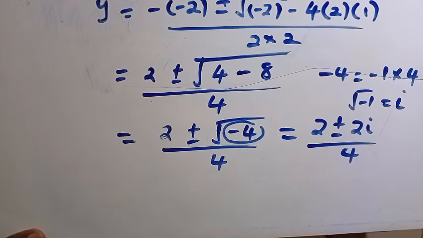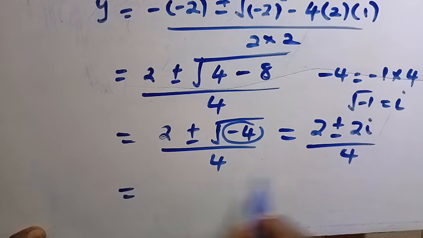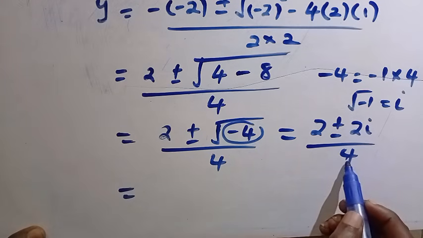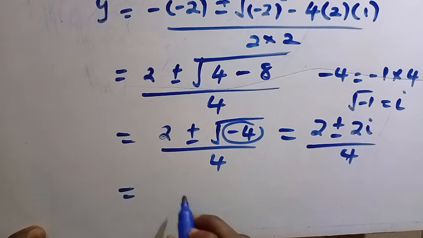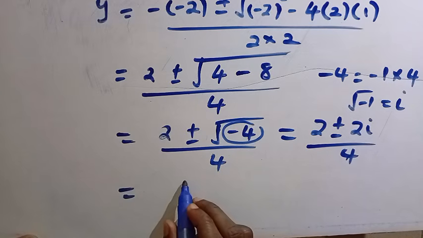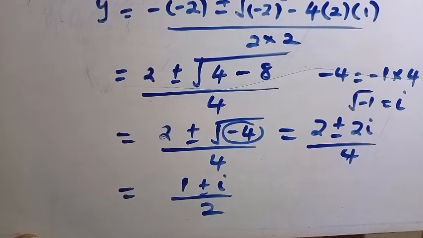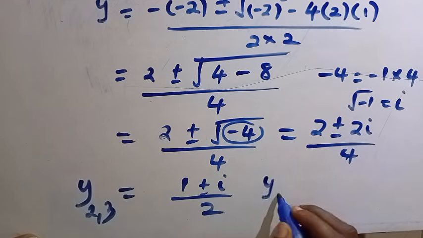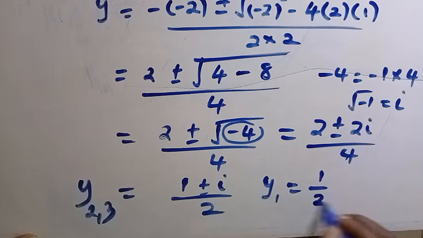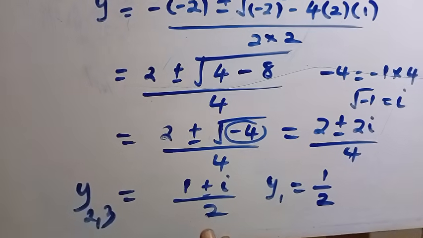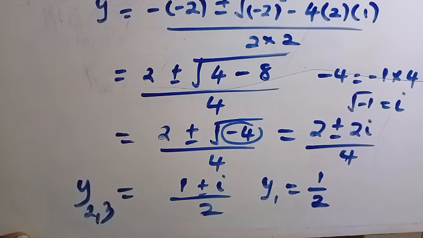And with what we have here, we see that if we take out this 2, it will cancel this 4. And the result of this gives us 1 plus or minus i, divided by 2. This is for y2 and y3. And y1 here gives us 1 divided by 2. This is how to solve this problem step by step.